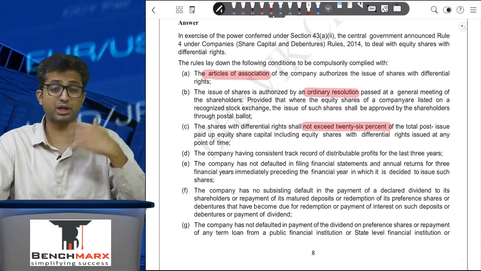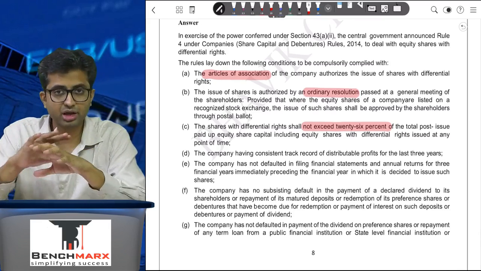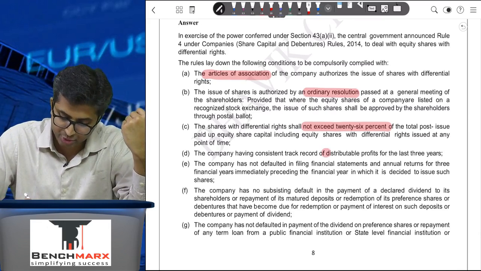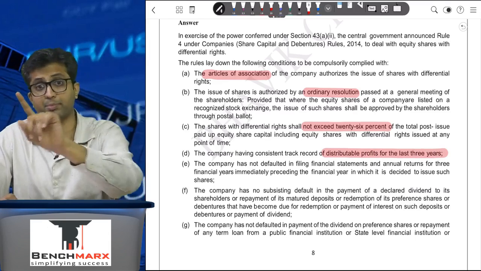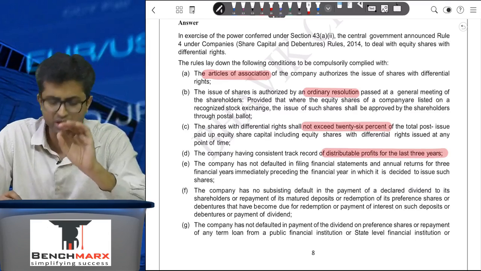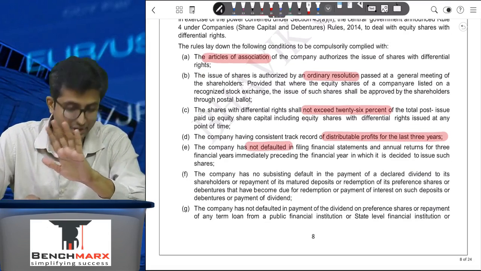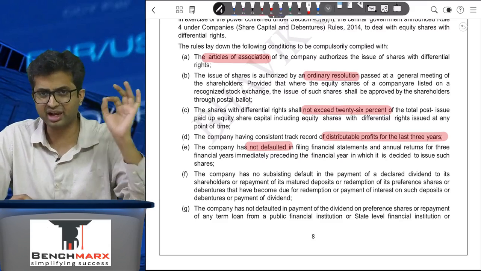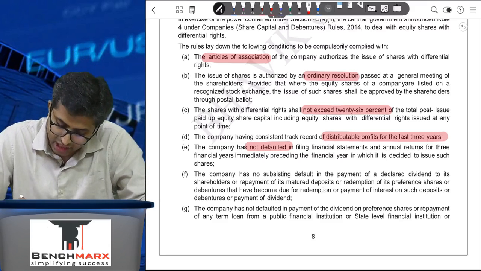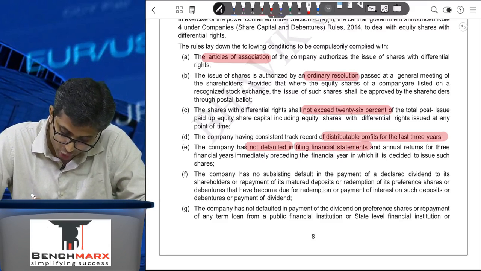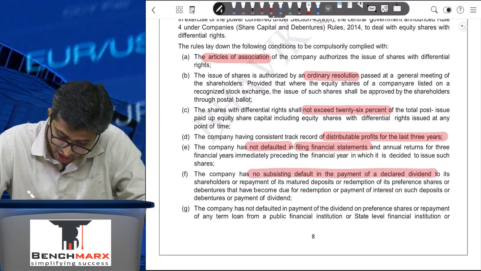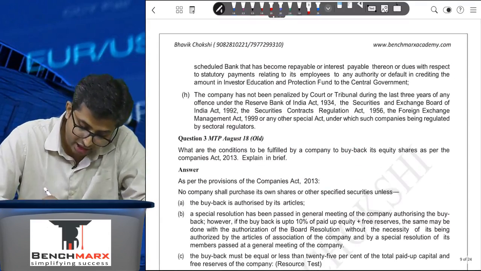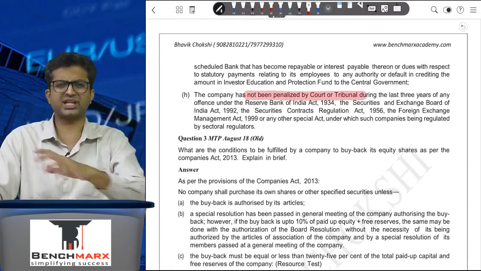Which companies can do that? Well, companies which have a clean record, they have distributable profits in the last 3 years. Distributable profits. It is not necessary that you have distributed dividend, but profits which are capable of being distributed in the last 3 years. The company has not defaulted in any filings, in any payments of debts, in payments of interest, in anything. So in the last 3 years in general, there should be no defaults. Not defaulted in filing of financial statements, no subsisting default in payment of a declared dividend, not defaulted in payment of dividend on preference shares or repayment of any loan, and the company has not been penalized by a court or tribunal. So basically a clean company.